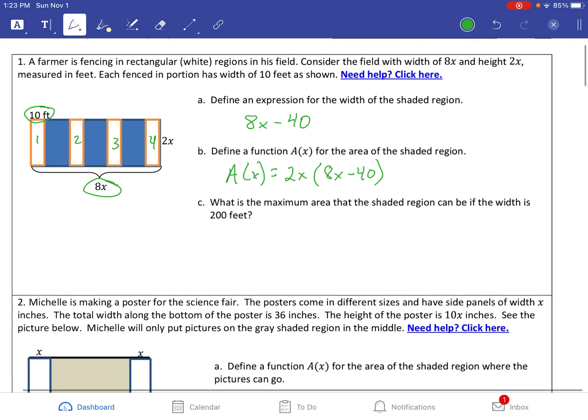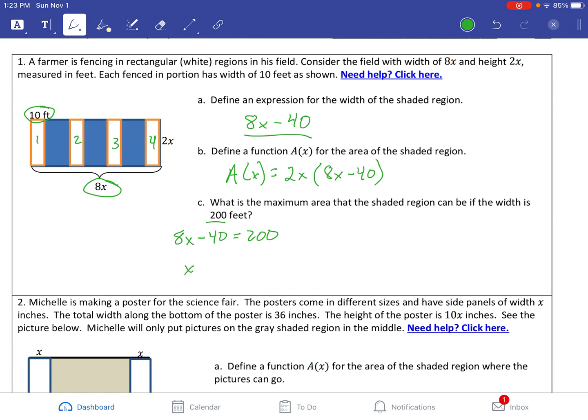All right, next it says, what is the maximum area that the shaded region can be if the width is 200 feet? Well, our width is this, 8x minus 40, so we're going to set that equal to 200. So 8x minus 40 equals 200. All right, we're going to solve that for x. So you're going to do 200 plus 40. Divide that by 8. X will give you 30.